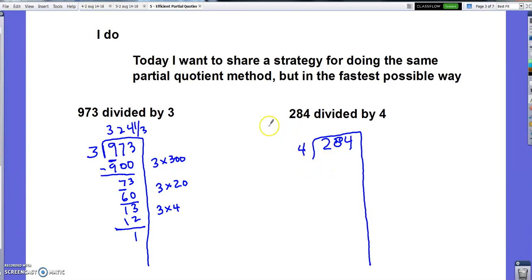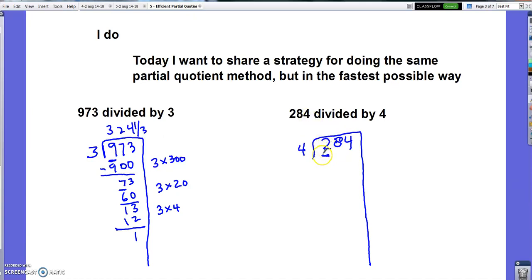So remember, to go as efficiently as I can, I'm just going to look at hundreds, and I'm going to try to knock out as many hundreds as I can in one step. Now I can't. 4 times 100 is already too many hundreds. So I can't clear out the 2 using hundreds.